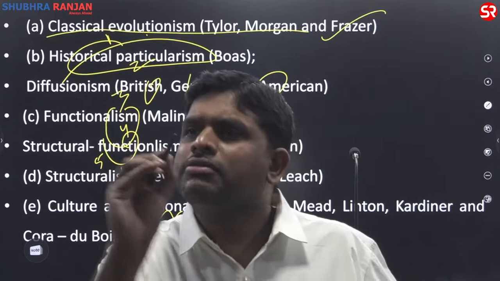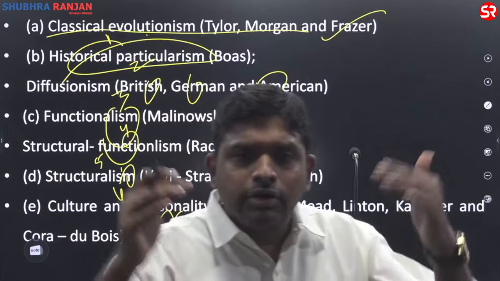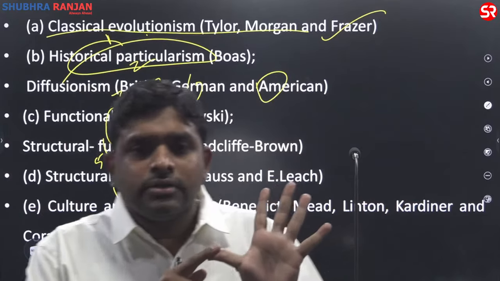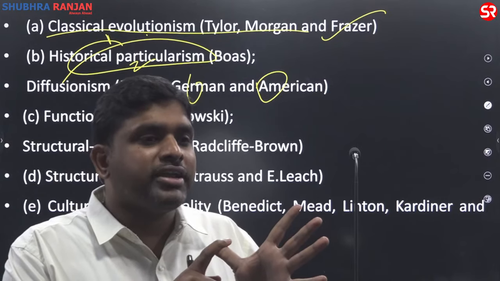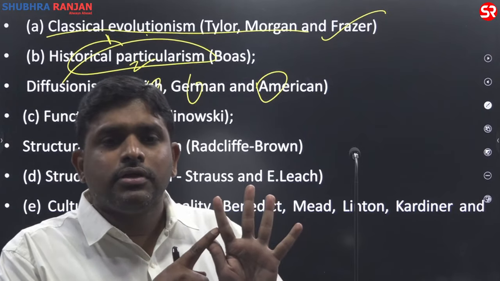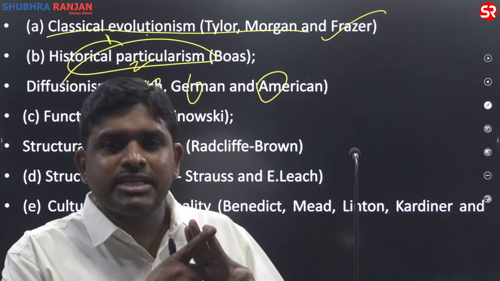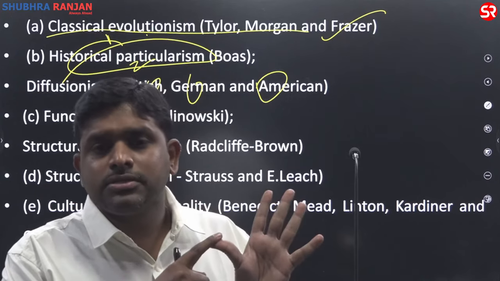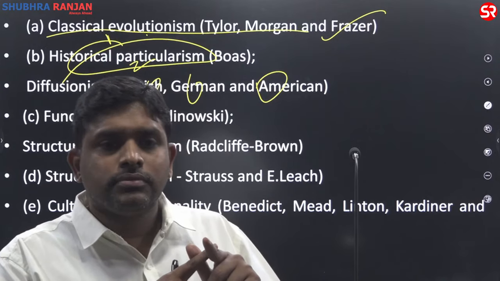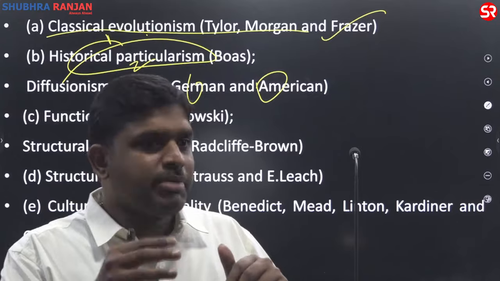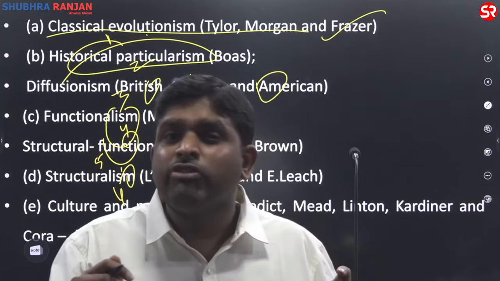Second, side heading, classical evolutionism contributions. What are the contributions together? Seven contributions, eight contributions. First one, stages but not spontaneous. Number two, racial superiority. Number three, culture parallels, culture survivals. Next, comparative approach. Next, survival of the past. Next, savagery, barbarism and civilization. Then, the question is for 20 marks.